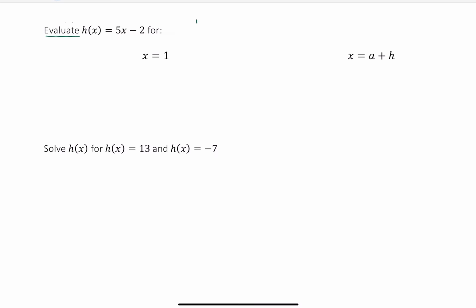So evaluate tells us to, you know what, I'm not going to use plug in. I'm going to use replace. So we're going to replace the variable with what we are given, whether it's a value or different variables. So with whatever we are given. So this is what we're going to replace, and I'll highlight it in the same color. So replace, that's what we're replacing here.